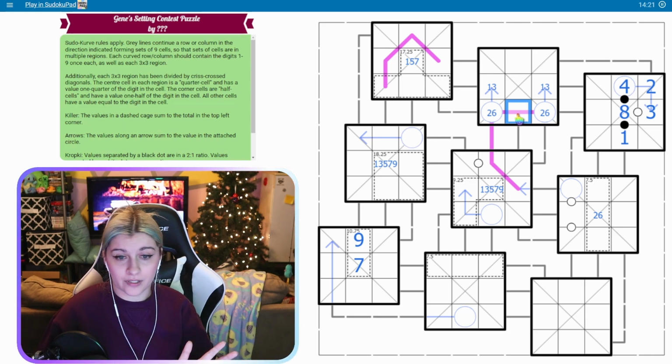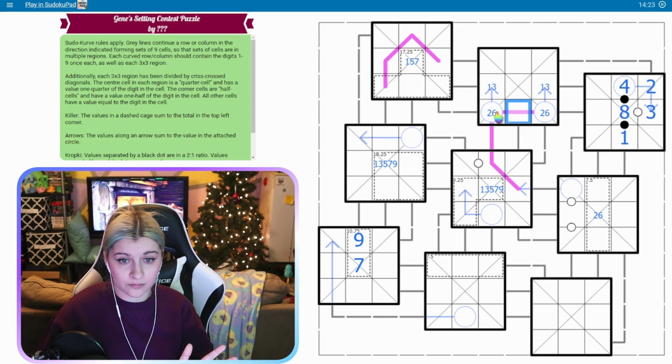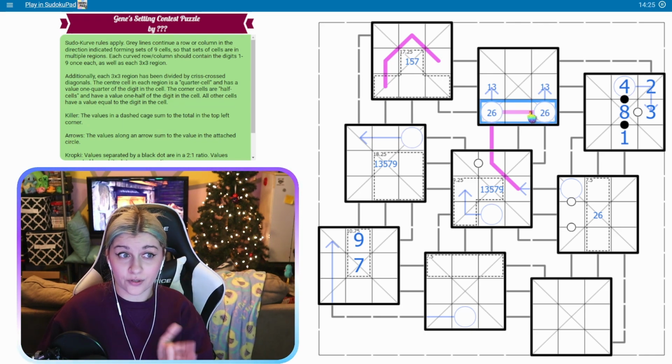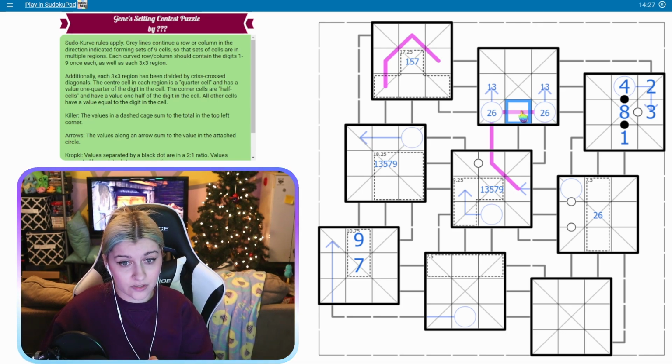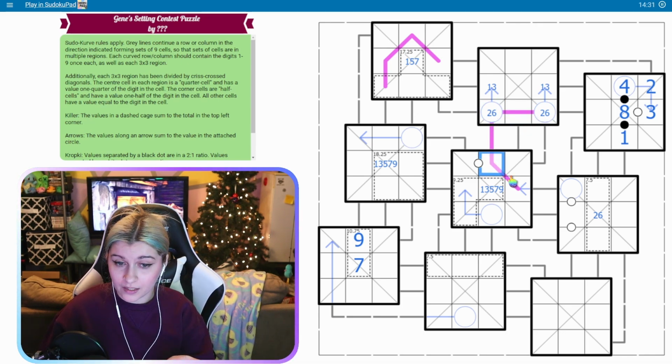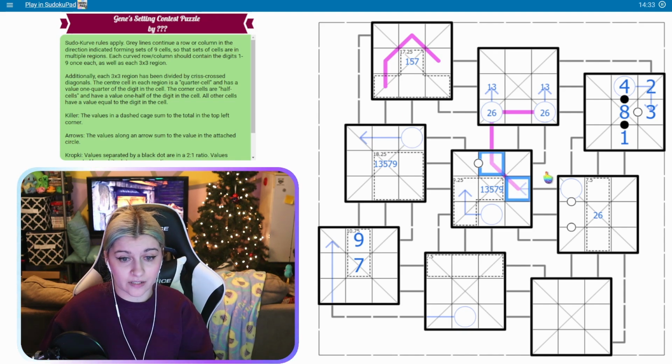I can't put a 2 here because it's going to see... For Sudoku, I still need the digits, not the values. So I can't put a 2 here no matter what. I might not be able to put a 2 here, but I could put a 2 here. I'm definitely going to have a 2 here or here, though.